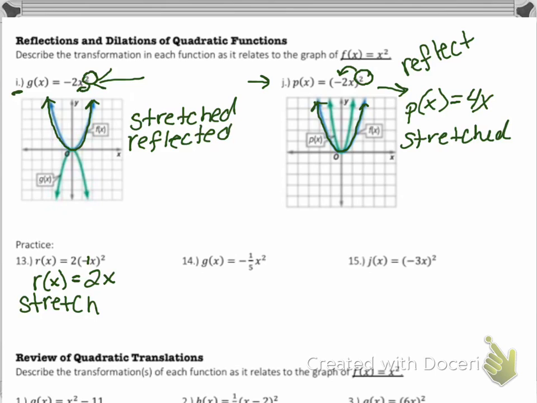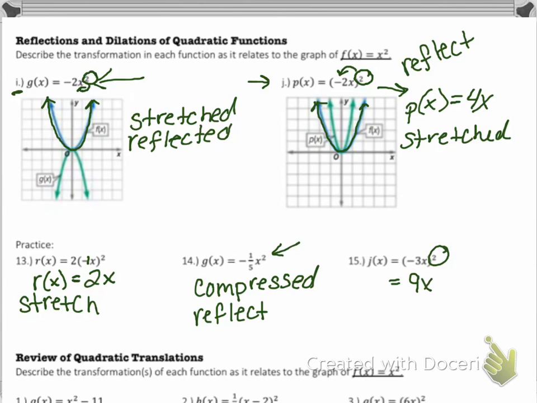Now in number 14, notice how the 2 is only getting applied to the x. So not only is it compressed because my a value is less than 1, it is also going to be reflected. And then finally number 15, okay, the power of 2 is being applied to the 3 as well, that negative 3. So really this is 9x squared. So it is going to only be stretched.